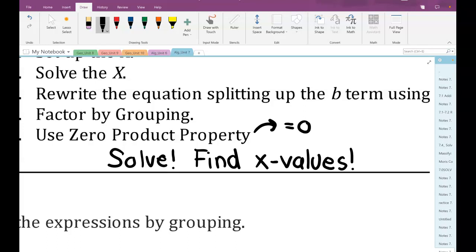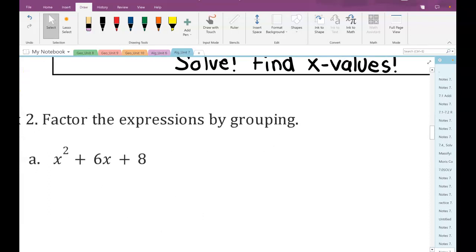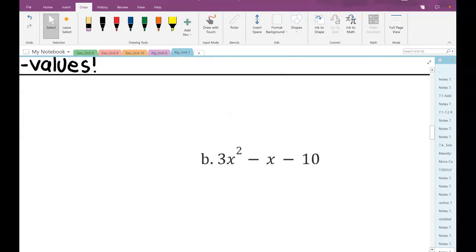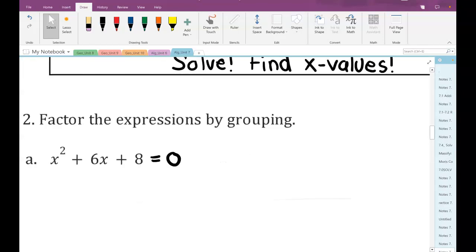So looking at our examples, we're going to do this together. We're just going to do example A and B because I think we'll catch on after that. Right now we cannot solve. Right now they're just set up to be factored. To make them ready to solve, we have to put equal to 0 on the other side. On example B, we have to put equal to 0 as well. Now they're ready to be solved. So we're going to go back to A, and we're going to go through all 6 of those steps.